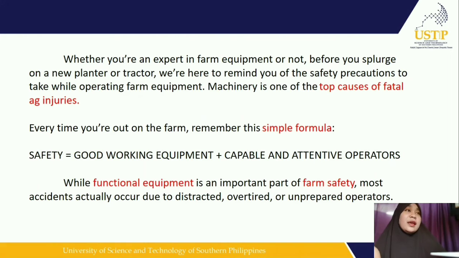So, here, while functional equipment is an important part of farm safety, most accidents actually occur due to distracted, overtired, or unprepared operators. So, when distracted, for example, the operator has family problems, and overtired. For example, you have 8 hours work, 8 hours duty.